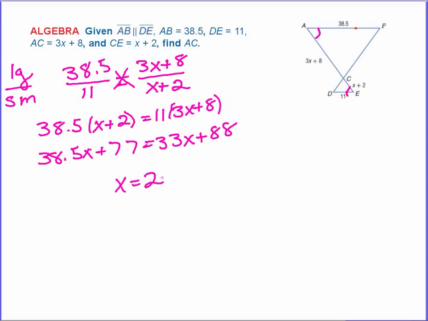We are not done. It wants AC. So we need to just plug back into AC. We don't have to plug back into them all. So AC is equal to 3 times 2 plus 8, which is 14.